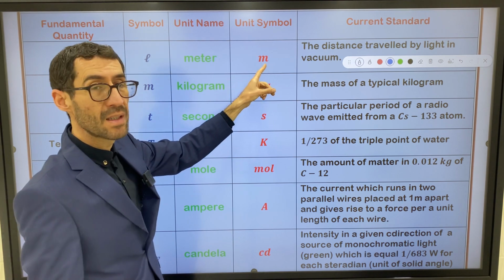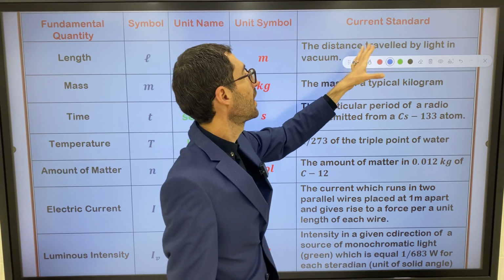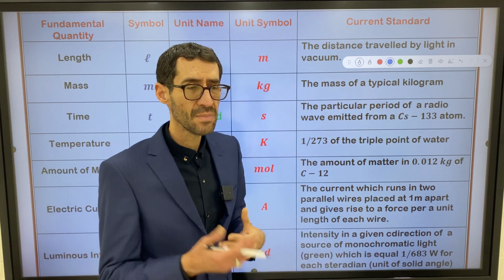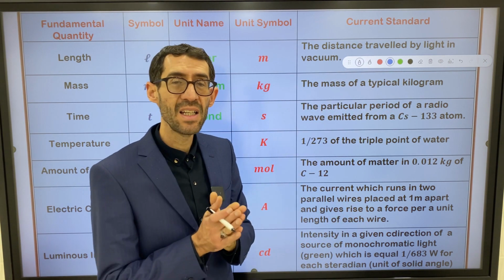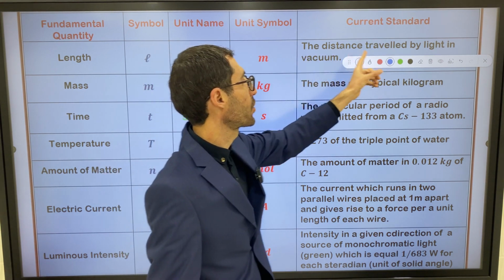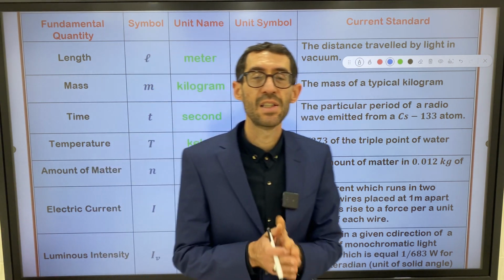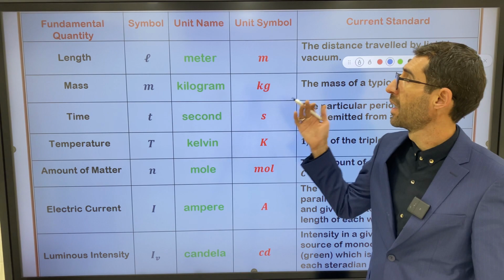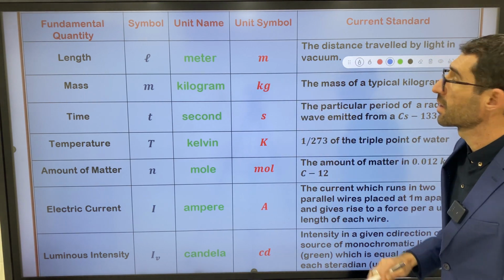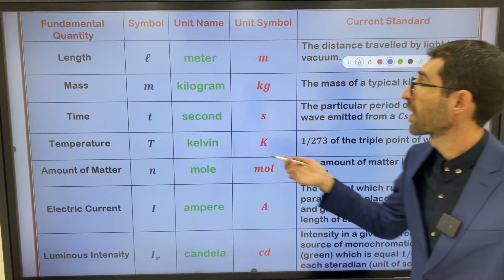Unit symbol m, small. And the definition of length based on SI is what? The distance traveled by light in a vacuum. The distance that is traveled by light in a vacuum is the definition for length.